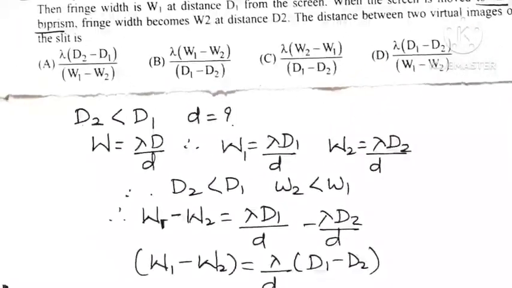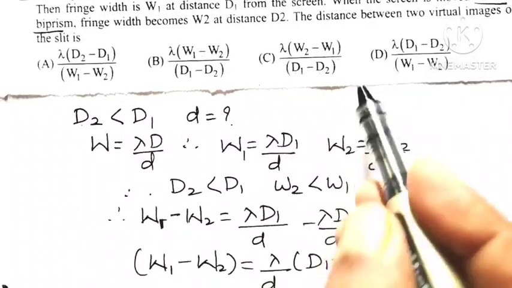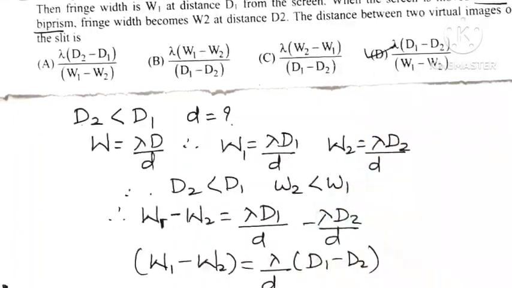So, out of the 4 options, which option is correct? Lambda times D1 minus D2 upon W1 minus W2. So, option D is the correct option for this question.